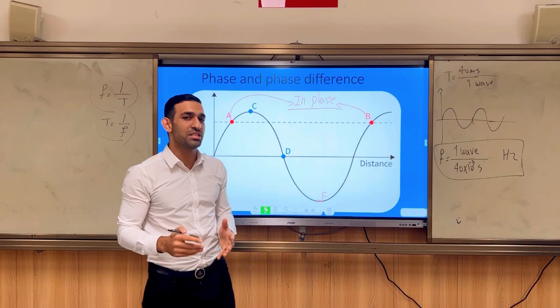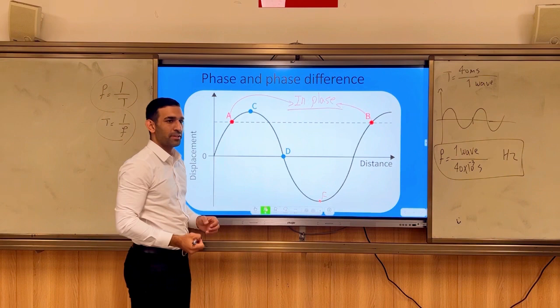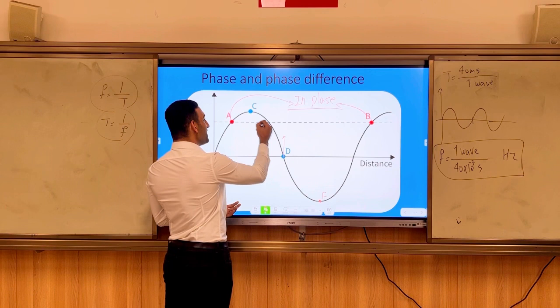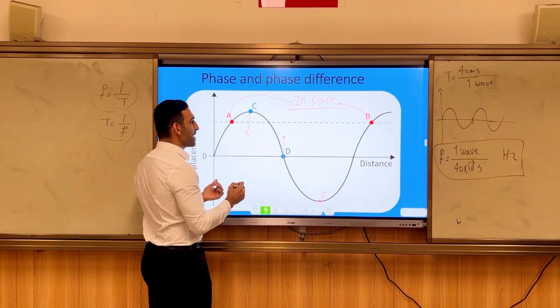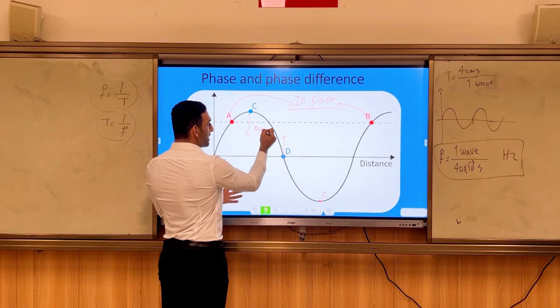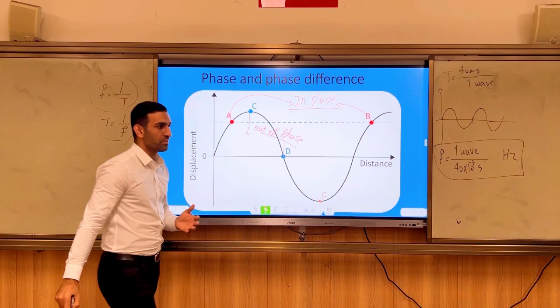How about C and D? Are they moving up and down together? Of course not. When C is coming down, D is going up, right? So we can say these two are out of phase. There is a phase difference between them. They are out of phase. In phase, they are here, they are out of phase.